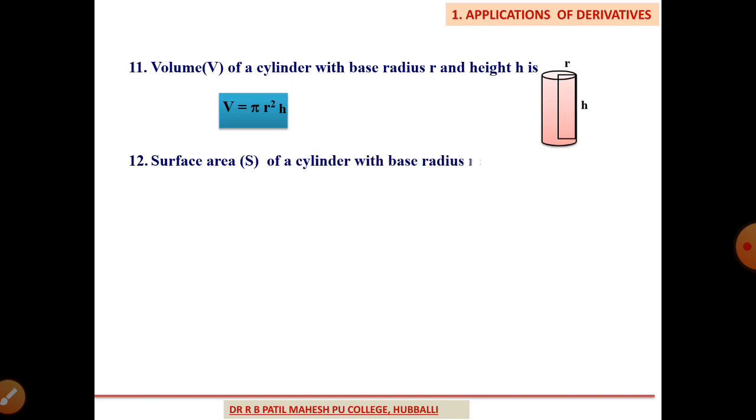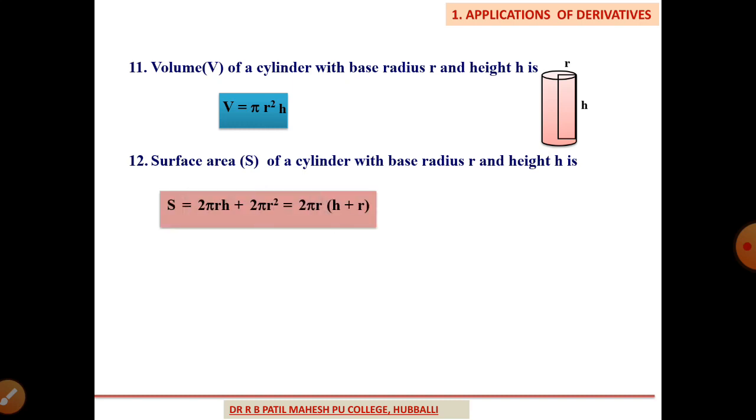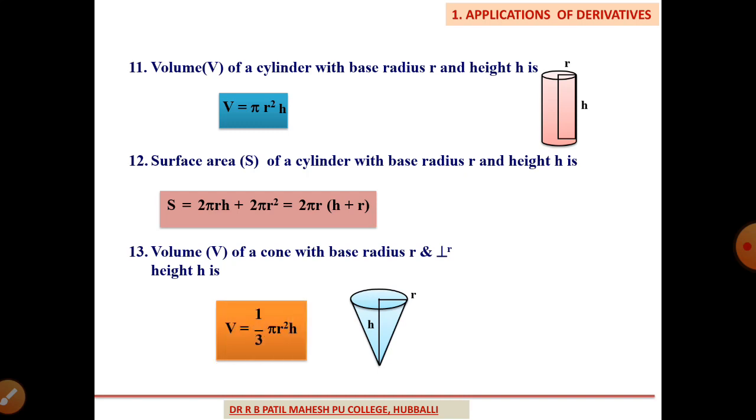Next, number 12, surface area S of a cylinder with base radius r and height h is given by S equals 2 pi r h plus 2 pi r square, or S equals 2 pi r into (h plus r). This is the formula for surface area of a cylinder. Number 13, volume V of a cone with base radius r and perpendicular height h is given by V equals 1 by 3 pi r square h. So these are the total 13 formulas, and you have to remember them. Using these, next we will discuss some examples.